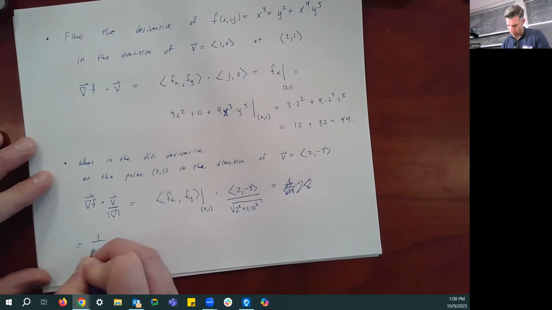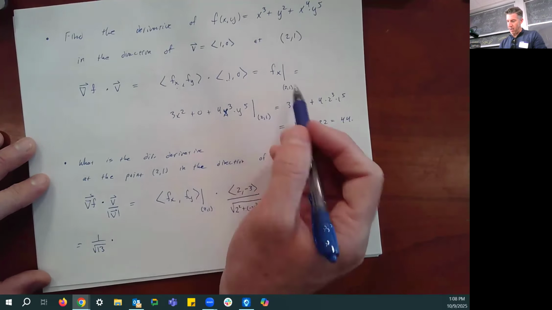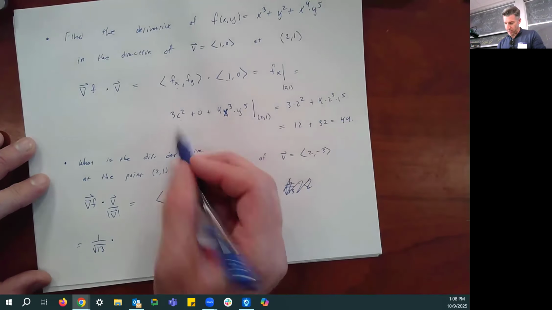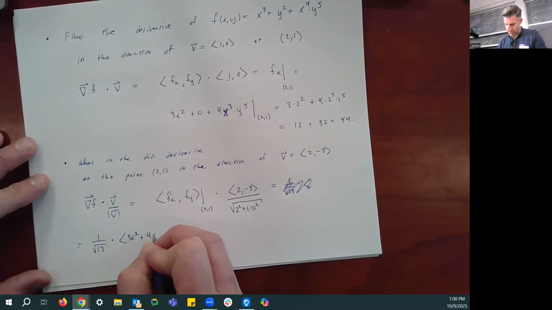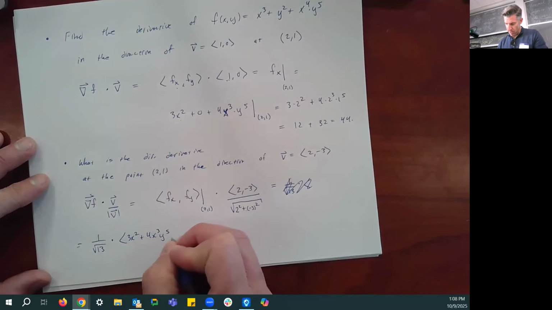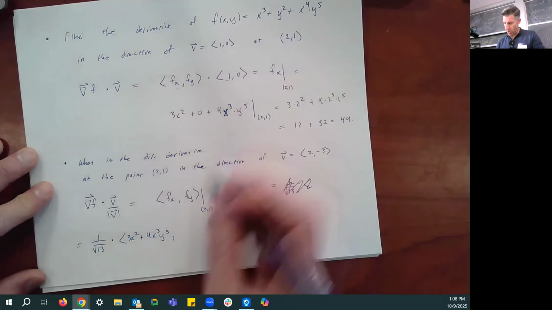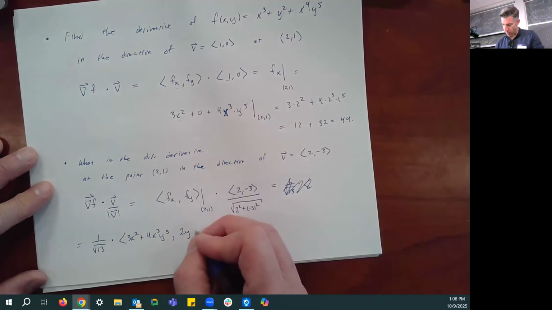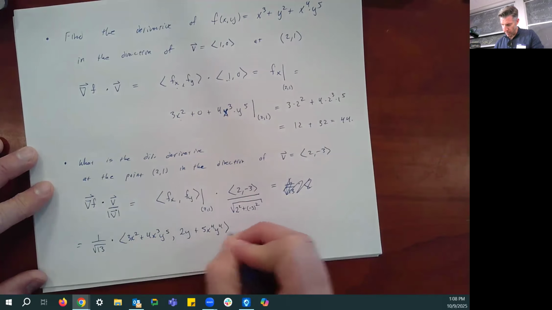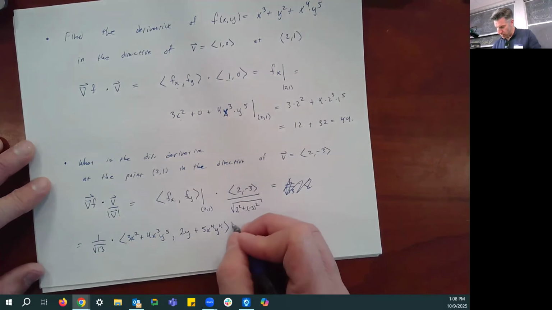It's 1 over root 13 times my gradient here is my fx is still 3x squared plus 4x cubed y to the fifth. My fy is going to be, let's see, 0 plus 2y plus x to the fourth times 5y to the fourth, or 5x to the fourth y to the fourth. And we're evaluating that at, we're dotting it with, geez, James, we're still evaluating it.